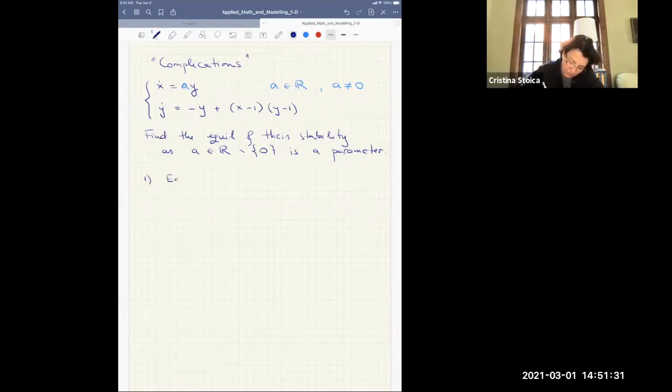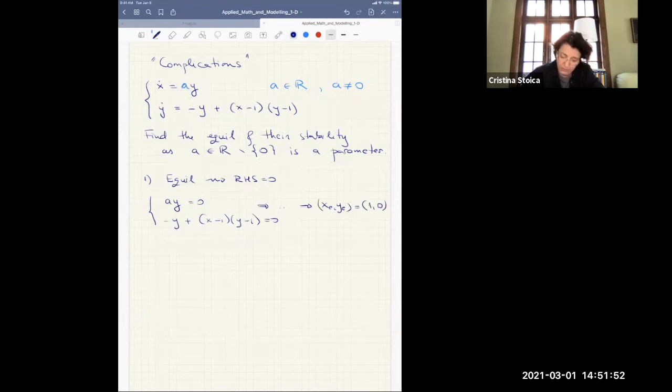First we're going to do the equilibria. In other words, we set the right-hand side equal to 0, so we have A times Y, 0, and minus Y, whatever, equals 0. And long story short, we end up with the same point, 1 and 0, because A is non-zero, so Y has to be 0. So it's exactly like the other one. It's a nice complication that I'm doing; I'm not making it horrible.